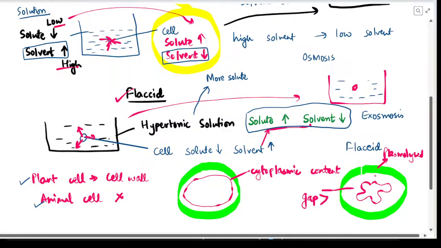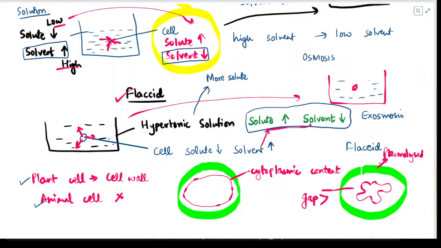This is a plasmolysed cell in which the cytoplasmic contents have come to the center, and as a result there is a gap formed between the membrane and the cytoplasmic content.